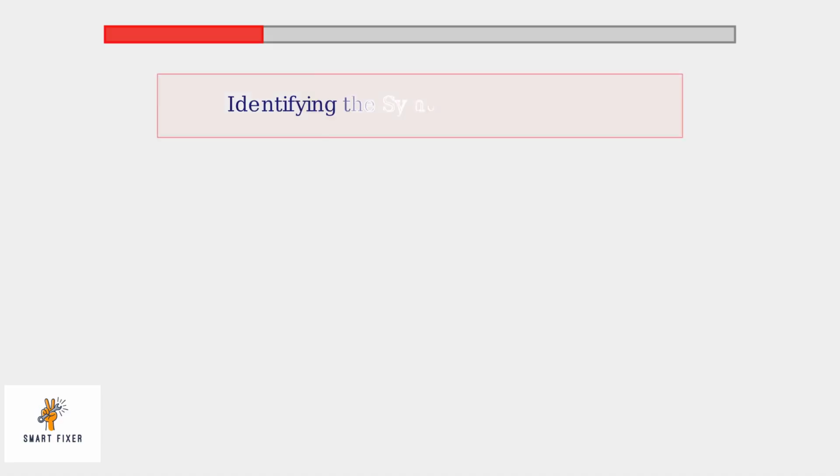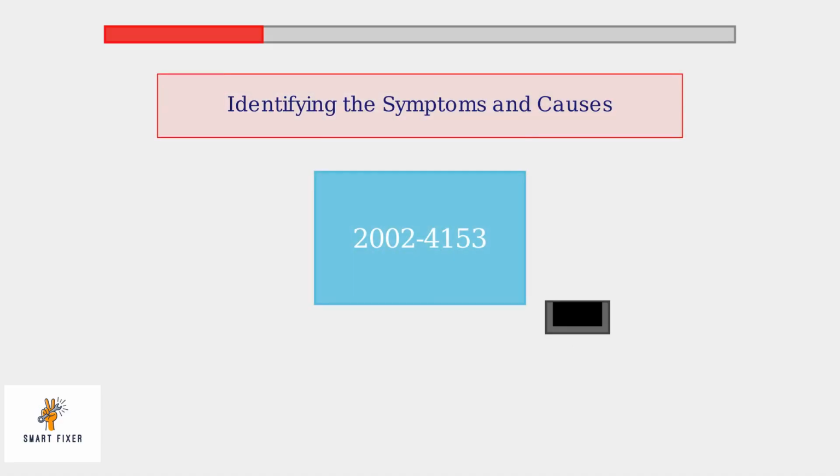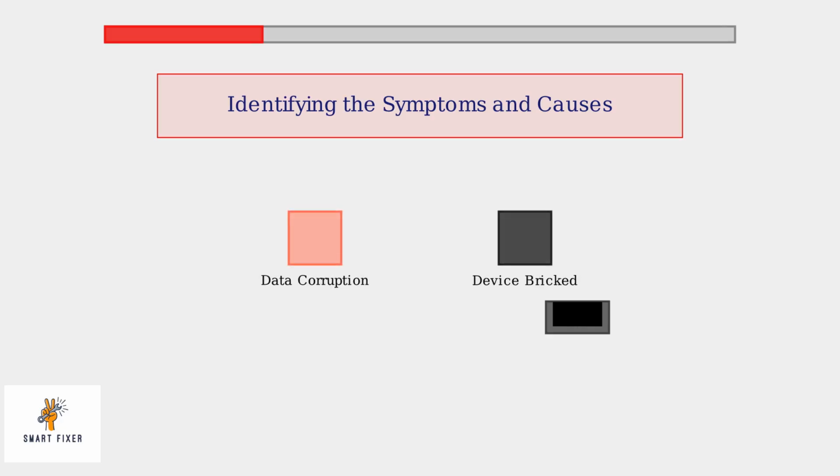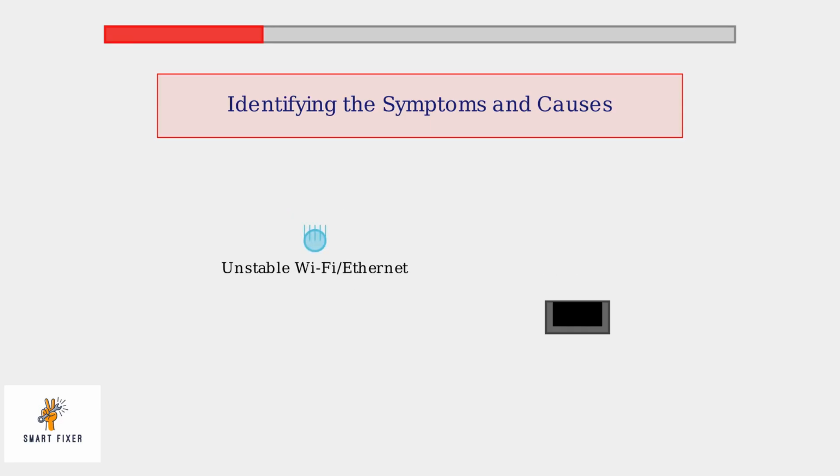The primary symptom of error code 2002-4153 is a blue screen displaying the error code, followed by an automatic reboot of the Switch 2. In severe cases, this error can lead to data corruption, erasing recent game progress, or even bricking the device, rendering it inoperable. Common causes include unstable internet connections, such as Wi-Fi or Ethernet issues.